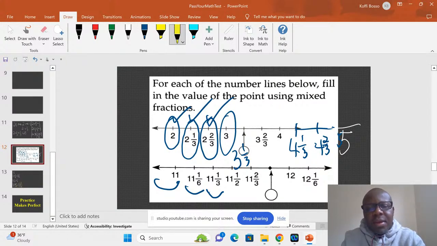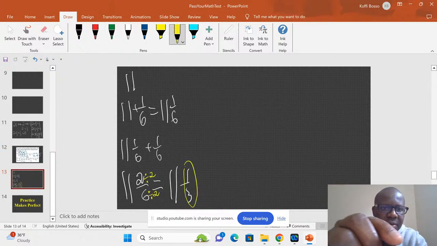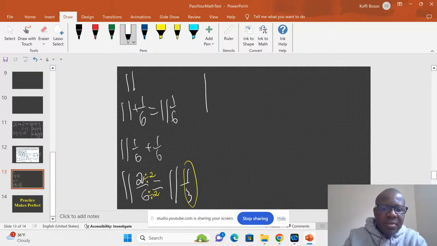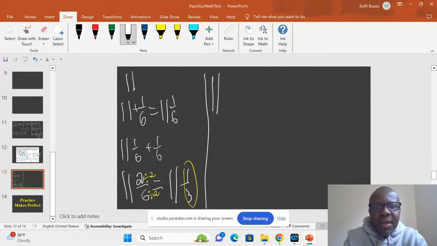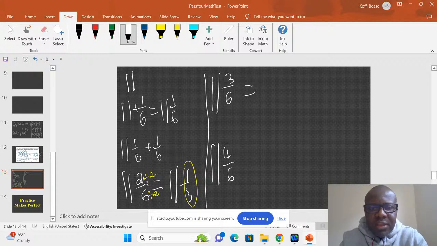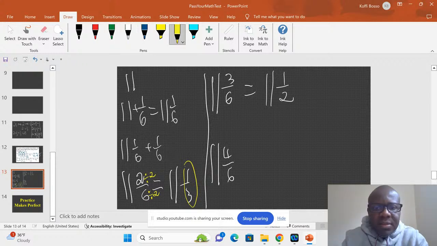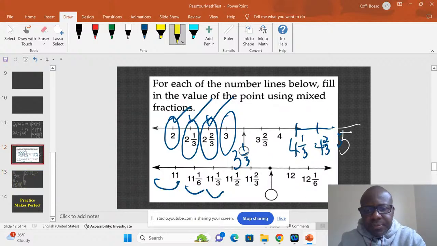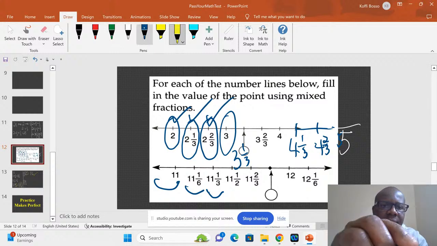After that, you have 11 and a half. Why? Because if I have 2/6 and I add another 1/6, this time I'm going to have 11 and 3/6. After that, I'm going to have 11 and 4/6, and so on. Can we simplify 11 and 3/6? This time I'm going to divide by 3, so we get 11 and 1/2, because 3 divided by 3 is 1 and 6 divided by 3 is 2. That's the reason they have 11 and a half.